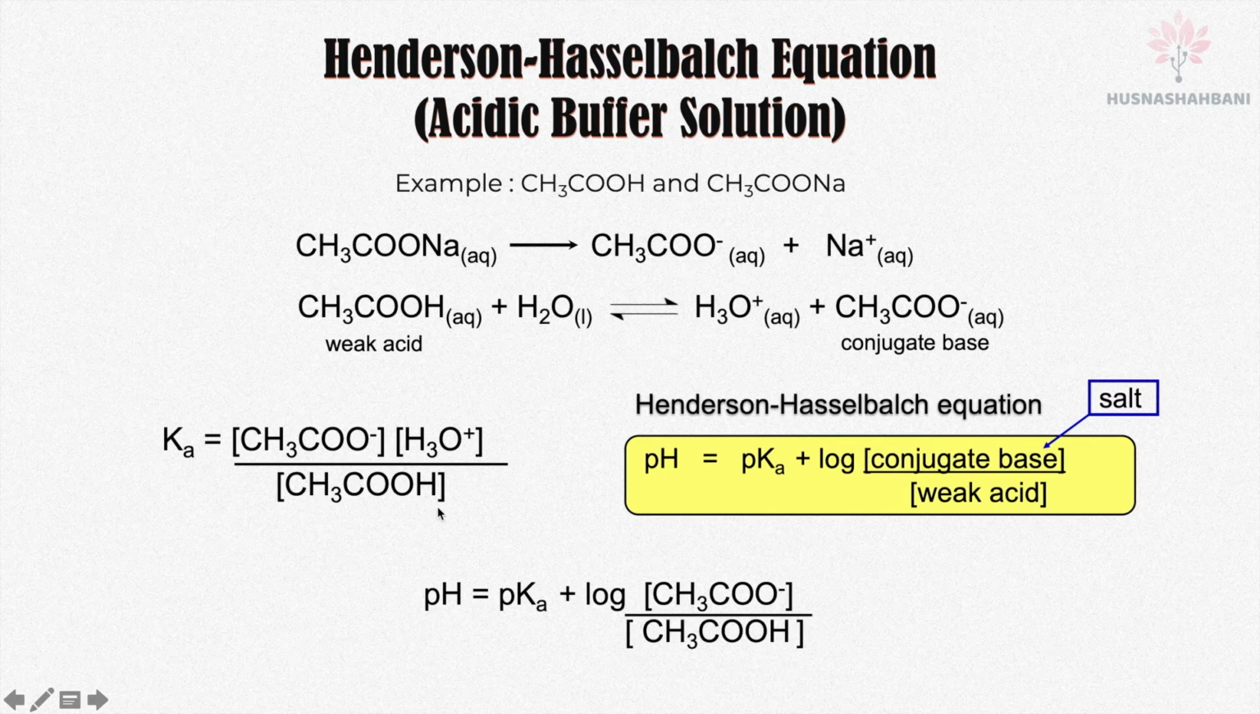And just substitute: our conjugate base or our salt is CH3COO-. Why do I say salt or conjugate base? Because here you have the conjugate base, and you have this here from the salt. So that's why salt or conjugate base. So CH3COO- over the weak acid concentration CH3COOH.